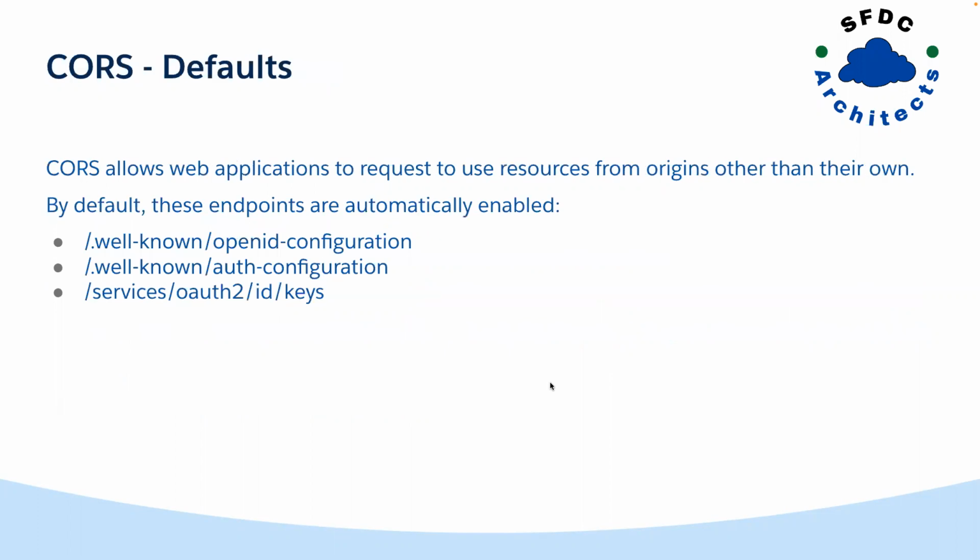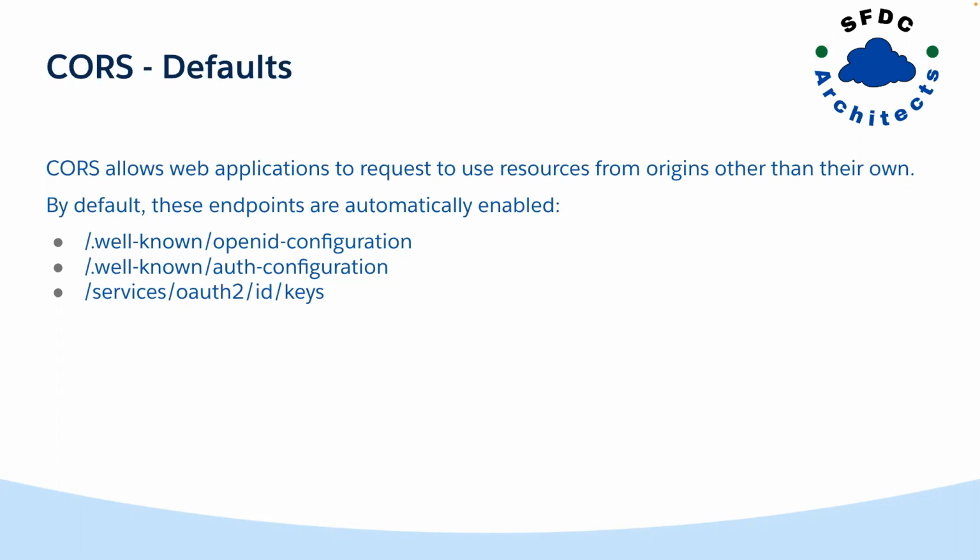So CORS. Oh, look, I took off the definition. So CORS is cross-origin resource sharing. I'll add it back to the presentation before I post it. And so what happens is if you have different applications that are using resources from Salesforce, you want to make sure that they have permission to use those resources. By default, Salesforce actually enables some of the endpoints without you having to do anything. They're listed here: OpenID configuration, auth configuration, and ID keys.